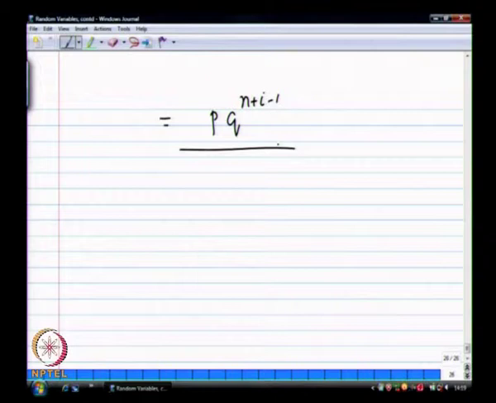So the probability that Z is greater than N simply means that all the N trials were failures. So what is the probability of all the N trials being failures? Q to the N. So we will simply put that as Q to the N.